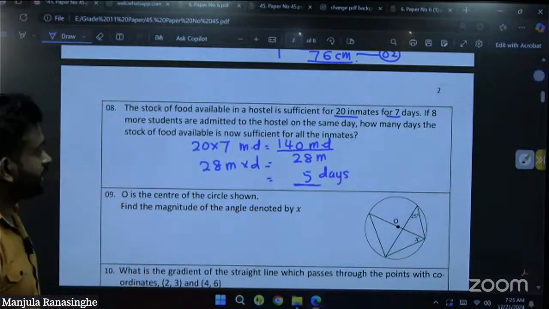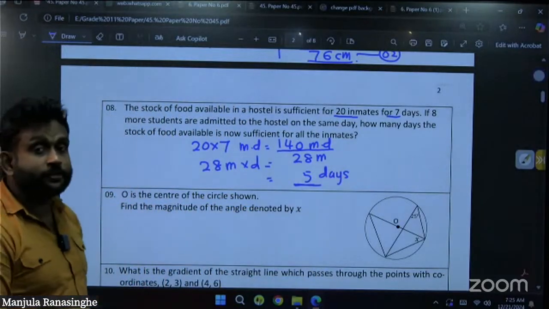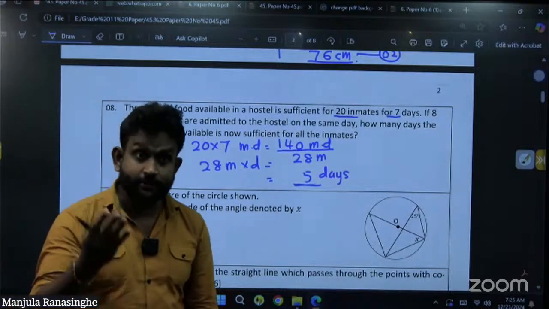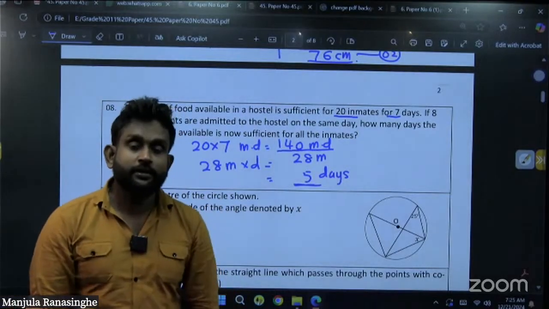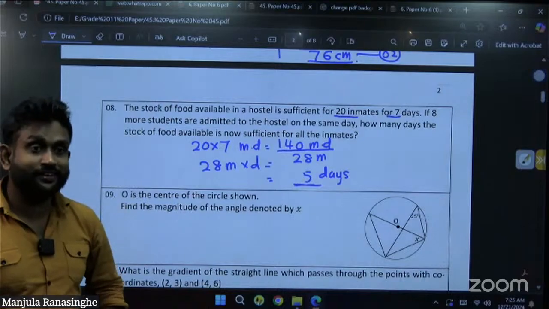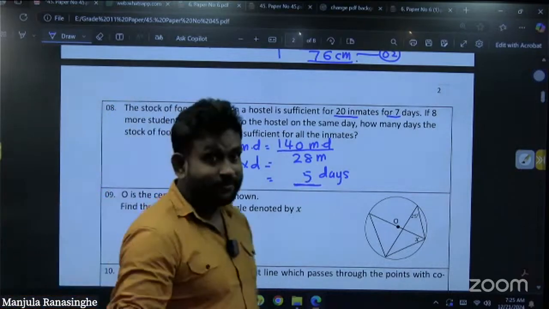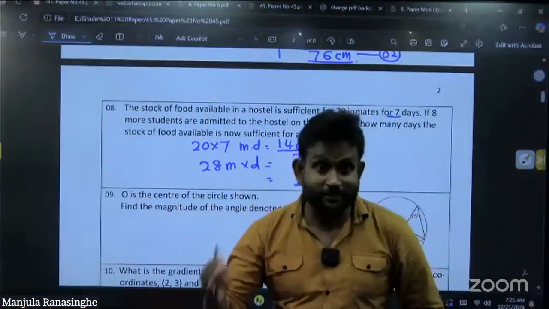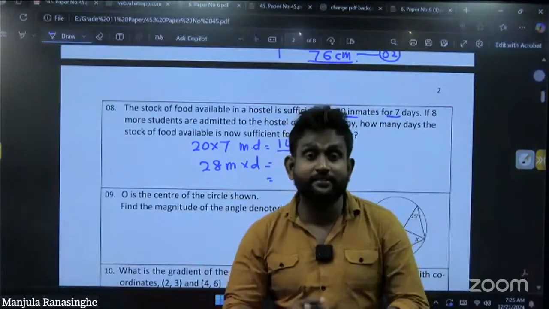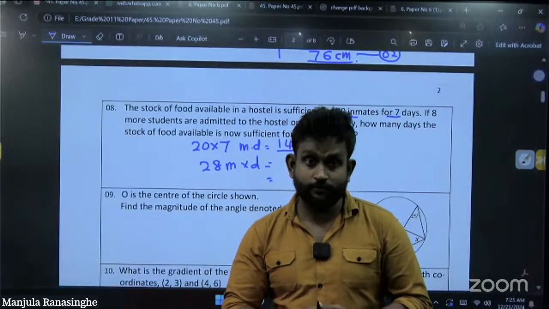5 days. Right. So why does it reduce? If the mates are increasing, that means the number of days the food is sufficient is decreasing in your hostel or in your school. If your team is getting increased, the food sufficient days is decreasing. That is the indirect proportion.